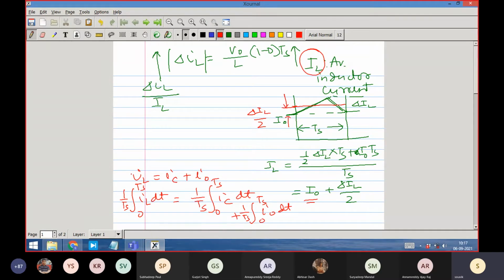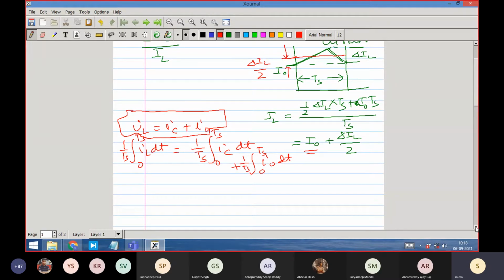The basic Kirchhoff law equation is IL is equal to IC plus I naught, valid during Ts. This is not switching. This is always a continuous equation. In this part of the circuit, there is no effect of the switch. During on time also, inductor current IL is equal to IC plus I naught. When I write in small letters, I mean instantaneous current. During off time also, IL is equal to IC plus I naught. So I am just doing an averaging of this quantity.